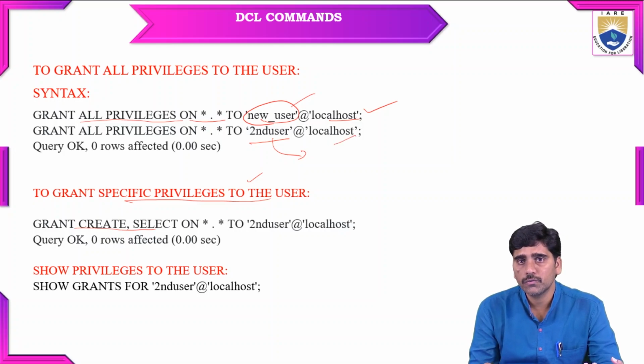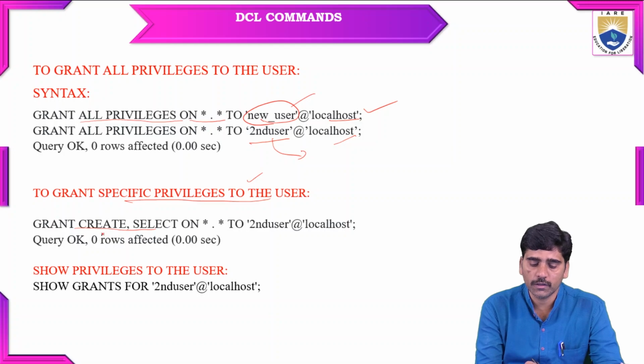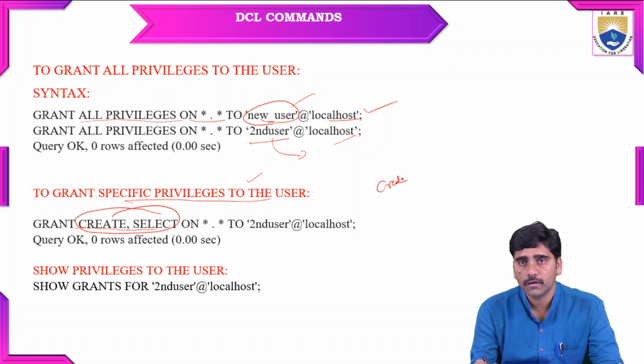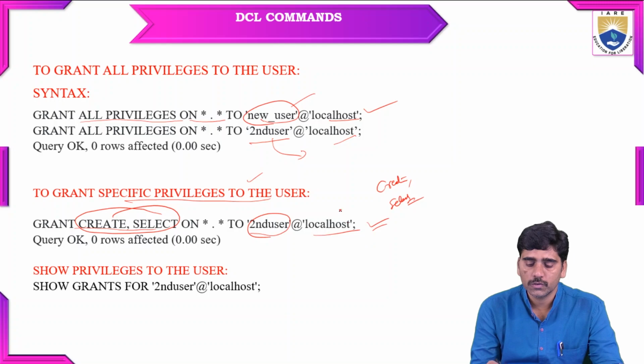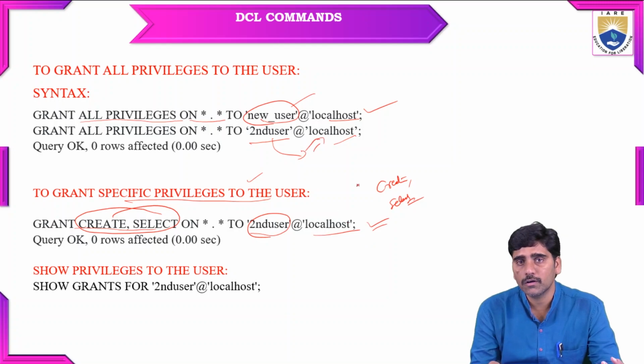And if you want to apply specific privileges, then grant create, select. That means we are specifying only those two, create and select, privileges on the second user identified by localhost. So in the first case, I am granting all the privileges to the second user, but in this case, I am granting only create and select privileges to the user.